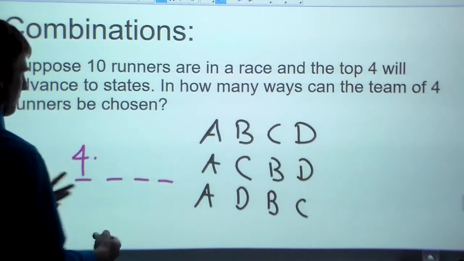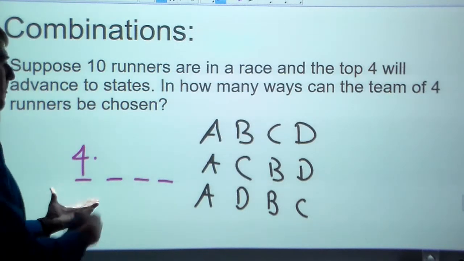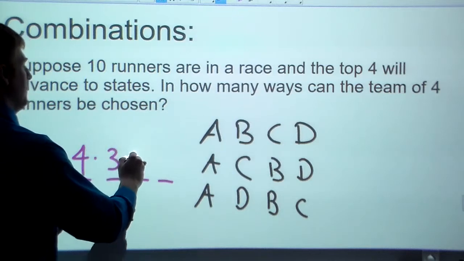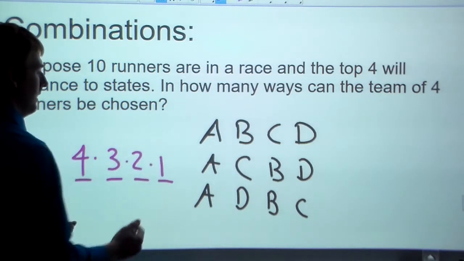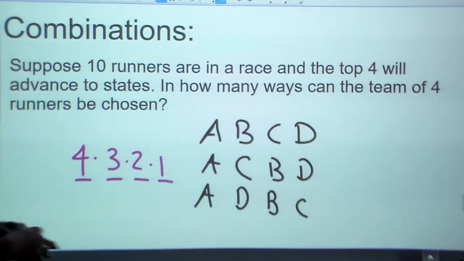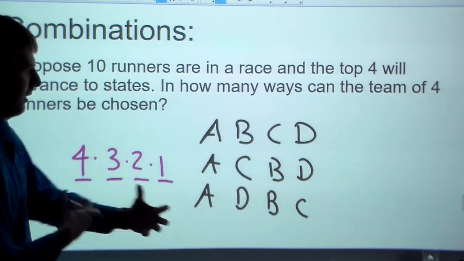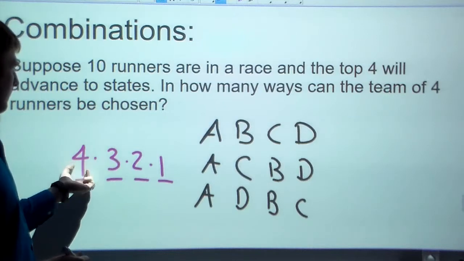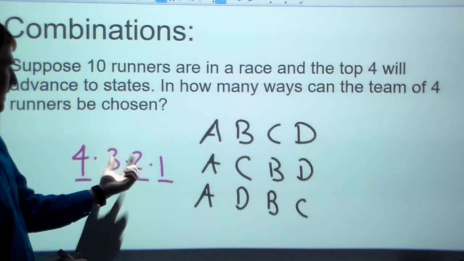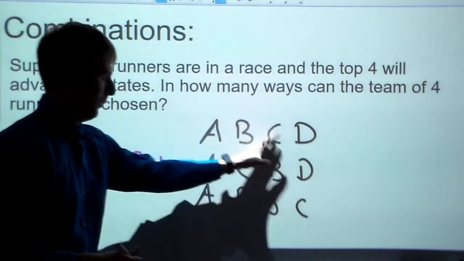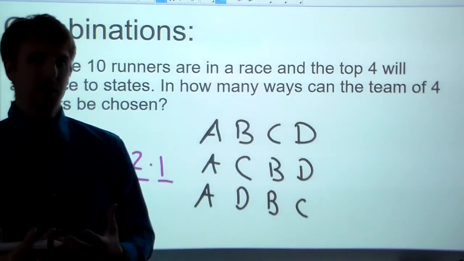Let me make 4 spots here. If someone gets the first spot, there's 3 people left that could get the next one, 2 people left that could get the next one, and then ultimately somebody comes in last. But instead of worrying about that as far as order, it's more about the arrangements. There are 4 times 3, which is 12, times 2, 24 different ways that we could arrange these 4 people.